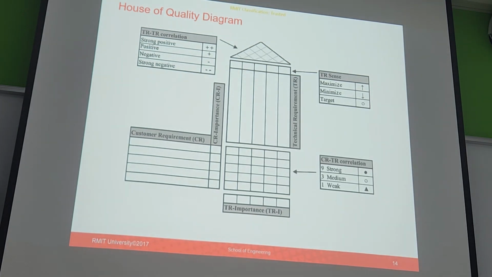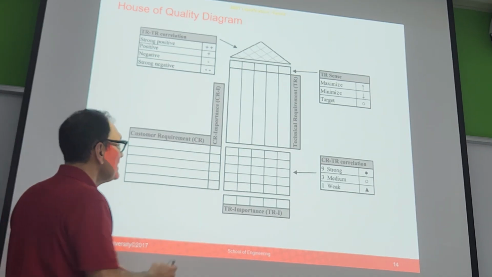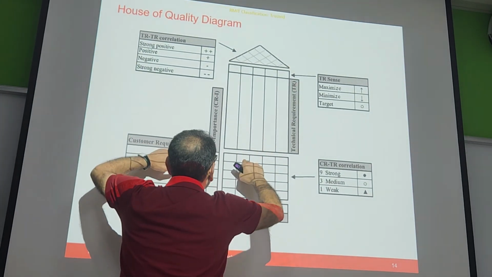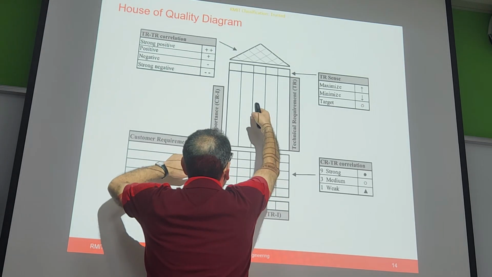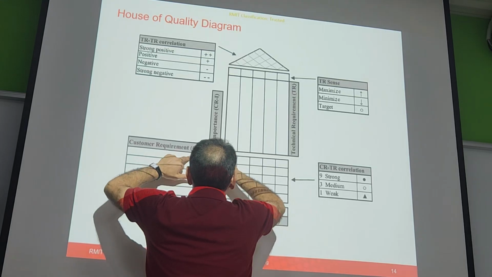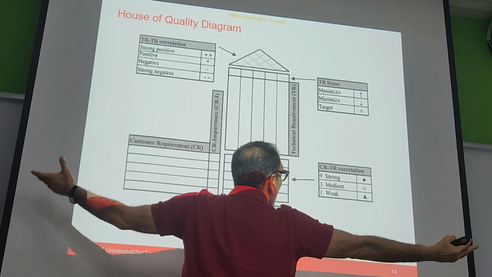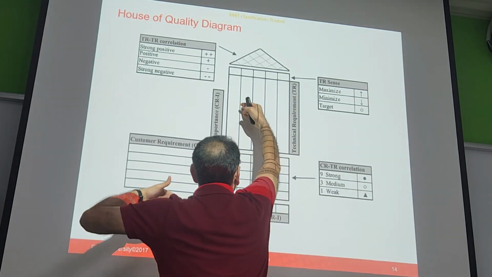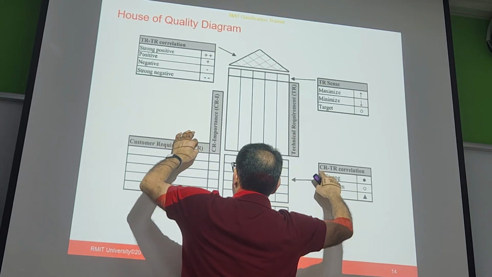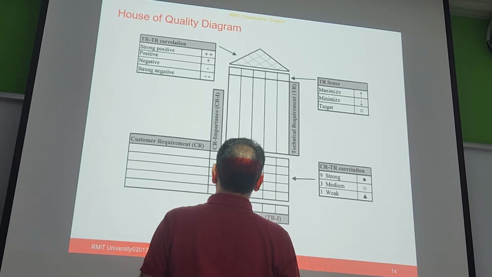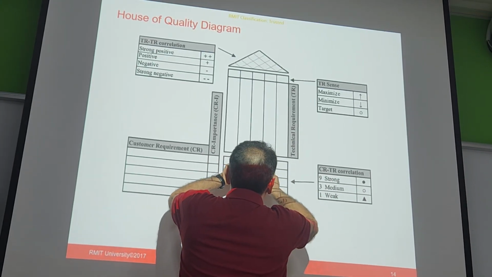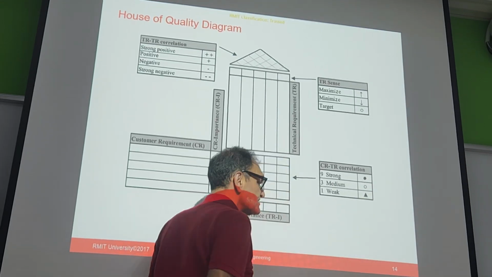And here, between these and these, we fill it here. Between this row and this column, put here. What is that? It is the correlation between here and there. It means correlation between the CR, customer, and technical. And then we put maybe strong, maybe medium, maybe weak. We put it in this shape.